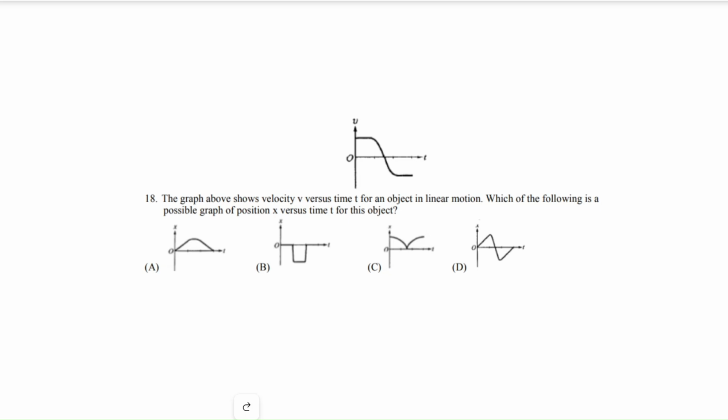It says the graph above shows velocity versus time for an object in linear motion. Which of the following is a possible graph of position x versus time for this object?